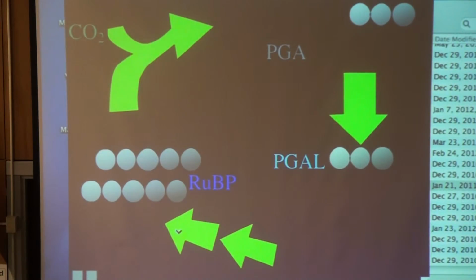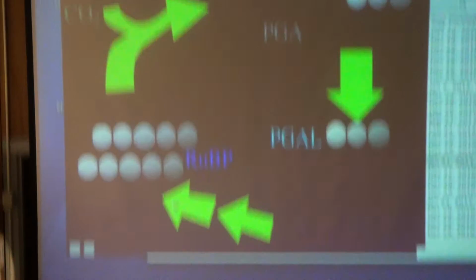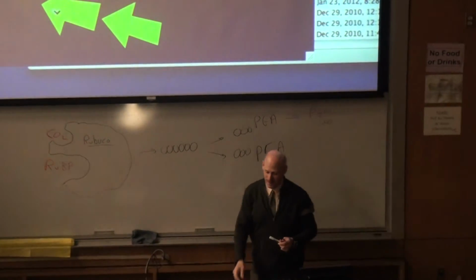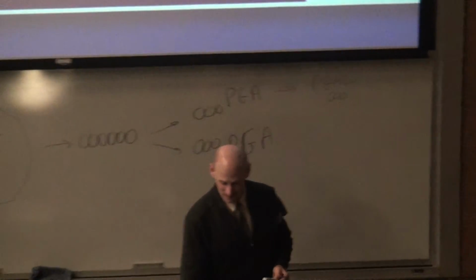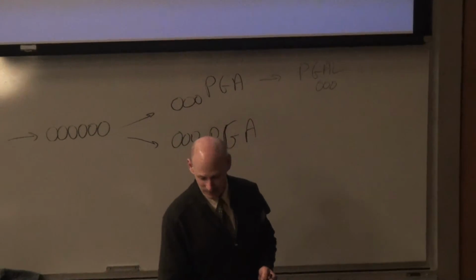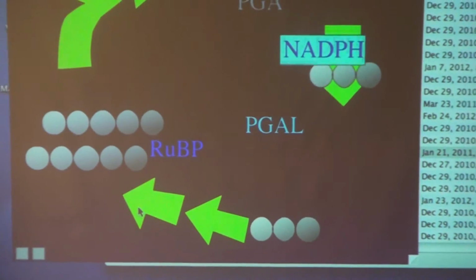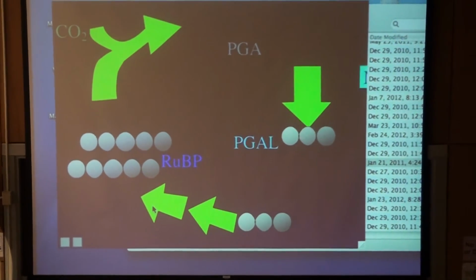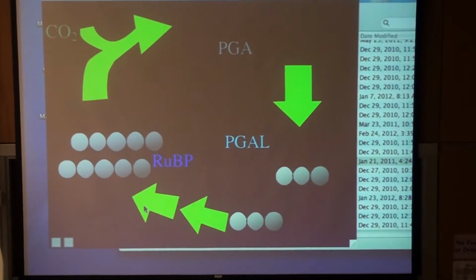All right, so one of our two PGAs has become a PGAL, which is still a C3 molecule. And now the other PGA is going to go through that same enzyme. So again, it's going to need ATP and NADPH to power it. And we've got another PGAL.